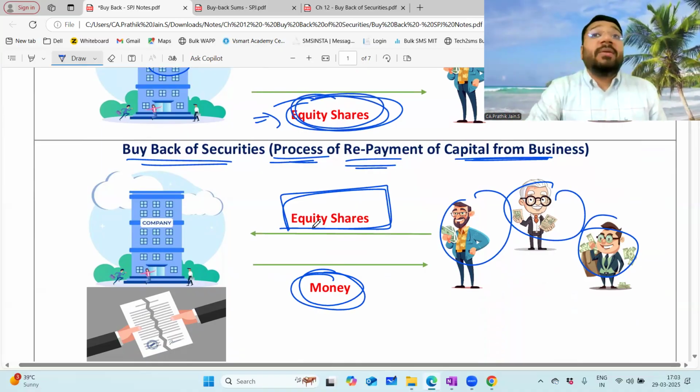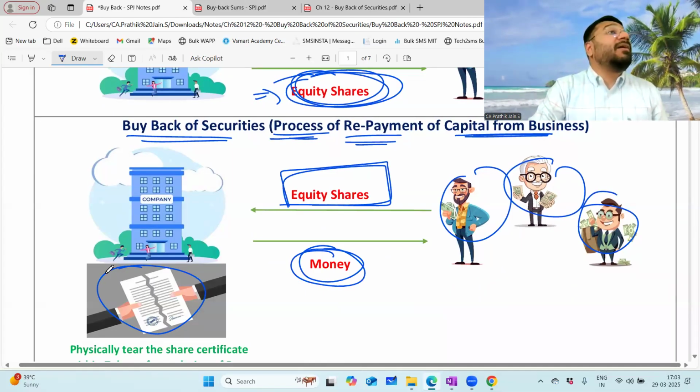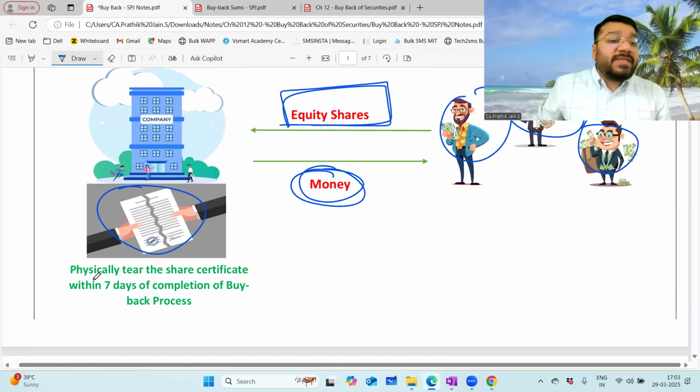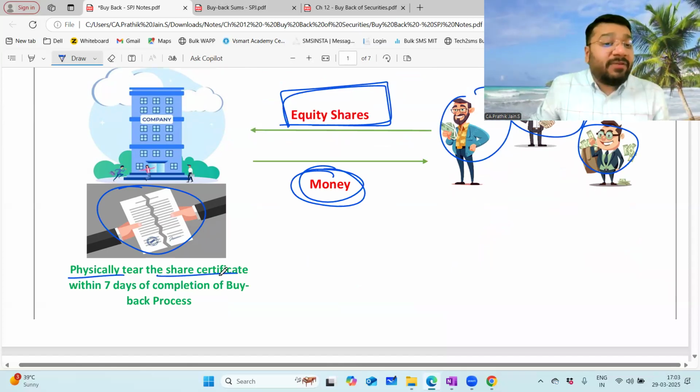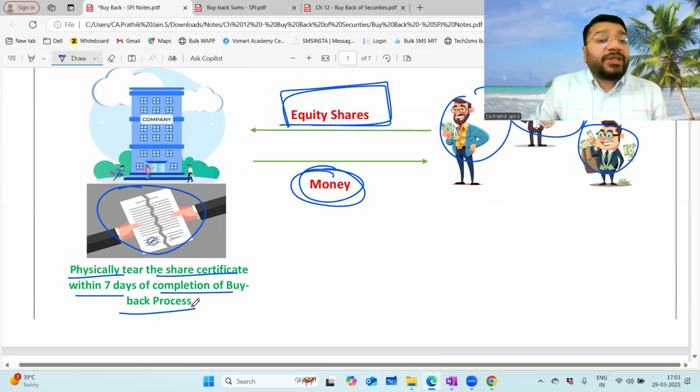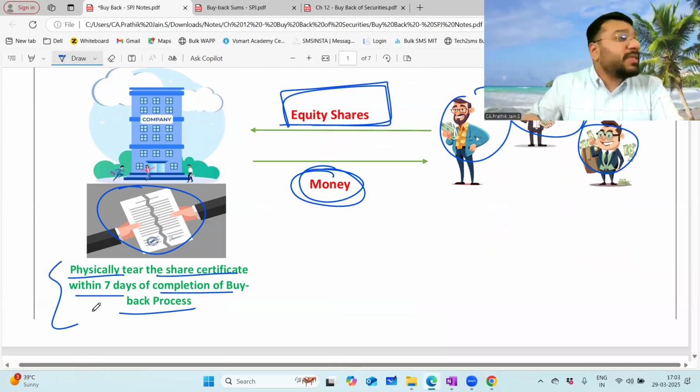Now, what will you do with the equity share certificate that you have got? You will tear it. Means what? You are going to cancel it. This is nothing but the cancellation of the equity shares that had been allotted earlier. The physical document you get back, you have to physically tear the share certificate within 7 days of completion of the buyback procedure. When we discuss the buyback procedure, we'll talk about how this has to be done.